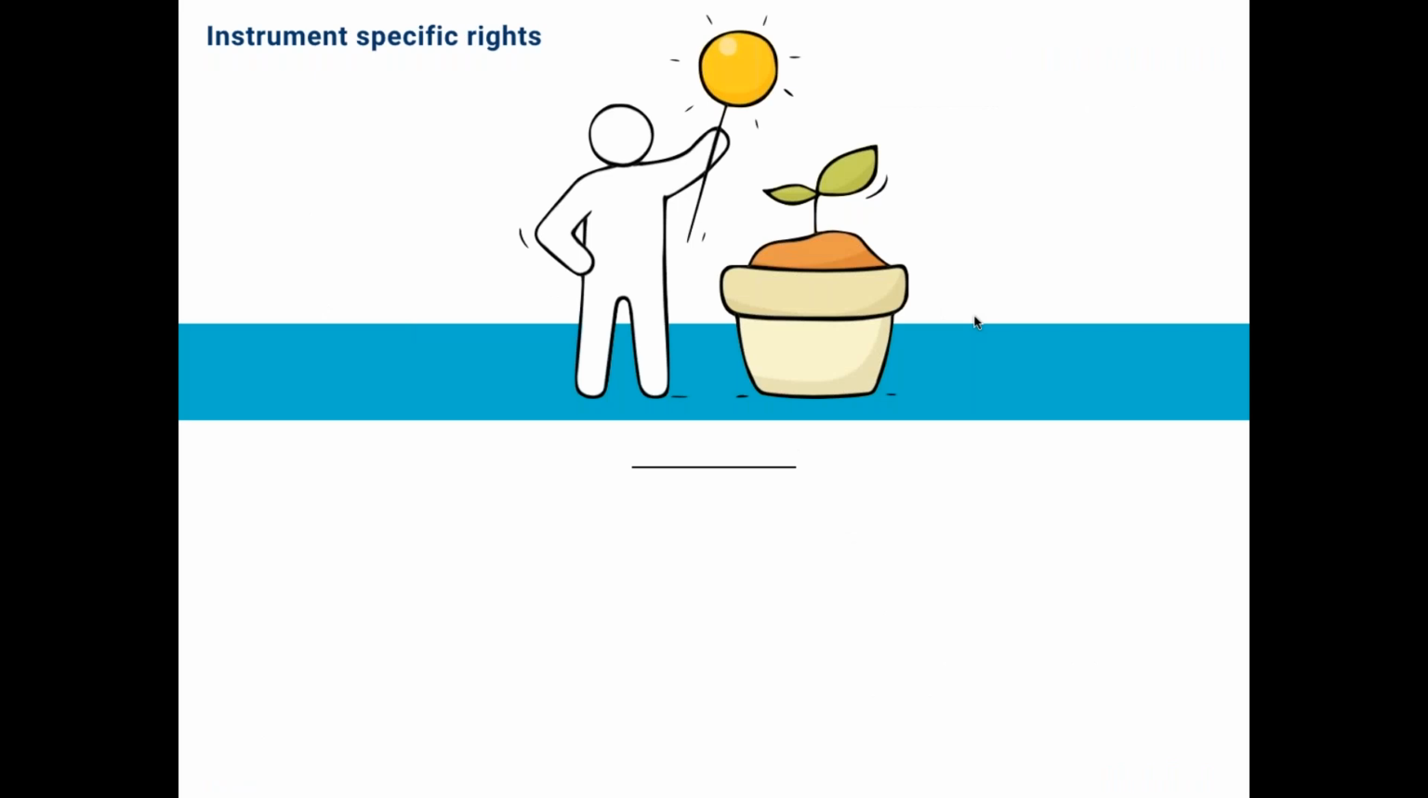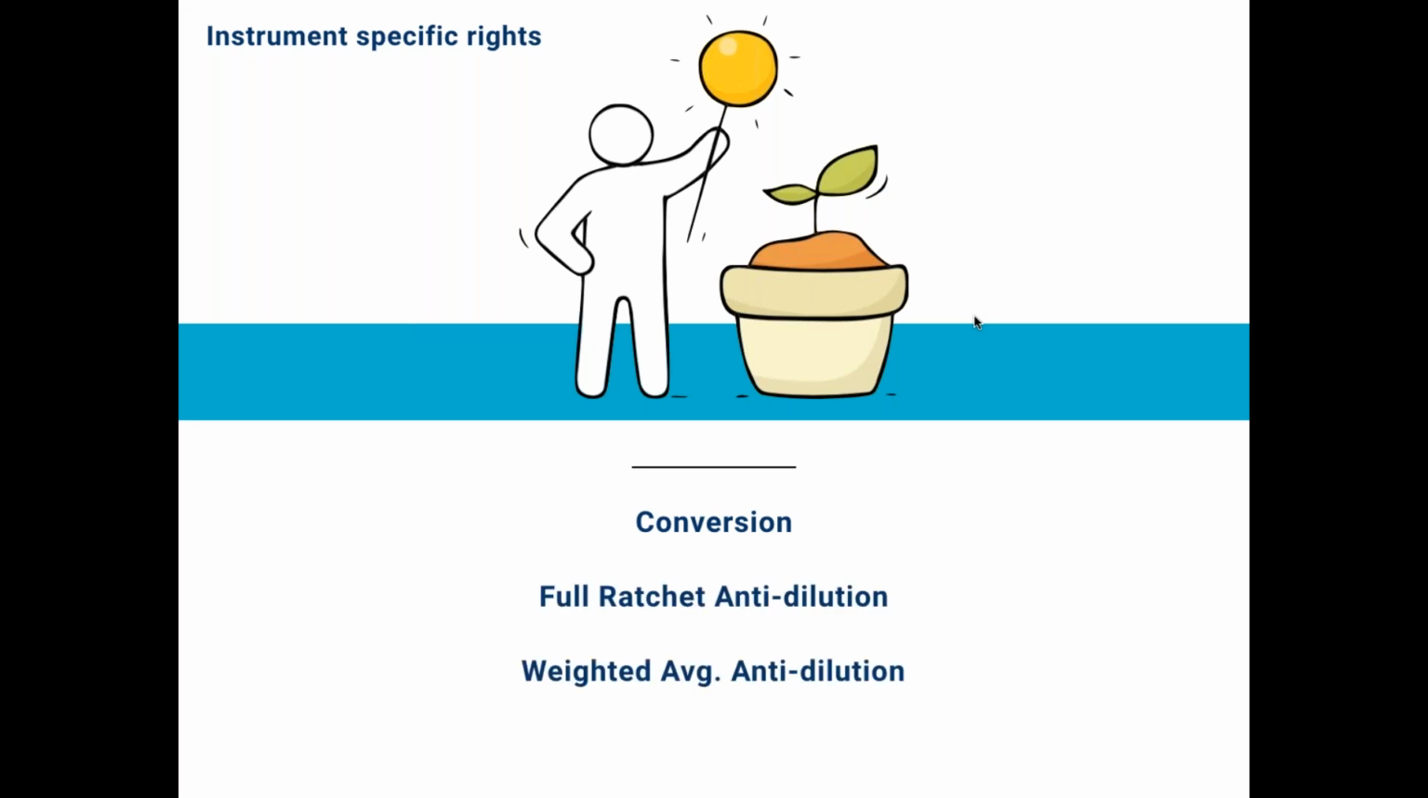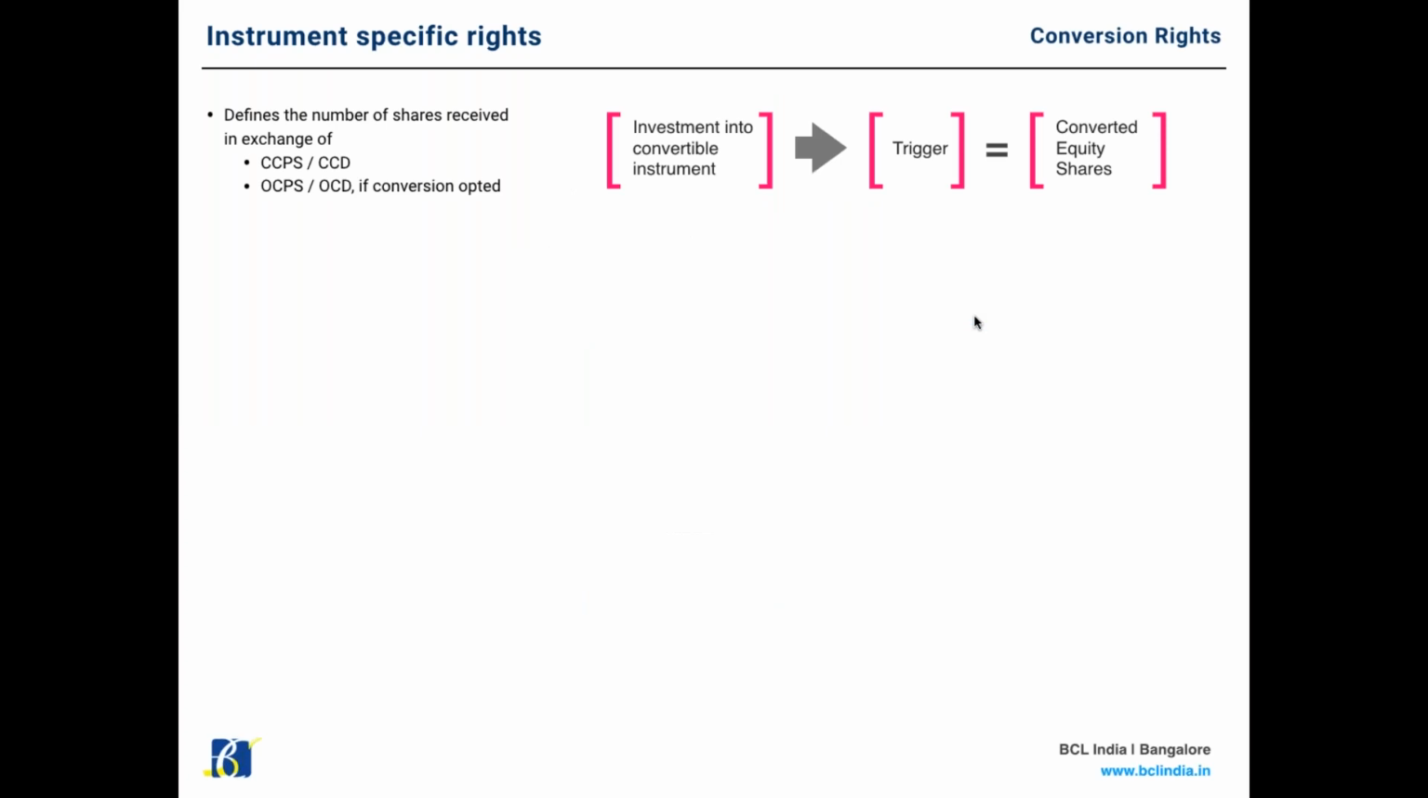Now, let's get into the legal terms. Let's look at certain rights that are connected to the instruments that we've just discussed, but more specifically the preference share instrument, right? The right of conversion, the full ratchet anti-dilution, and the weighted average anti-dilution. Conversion rights. So what is conversion, right?